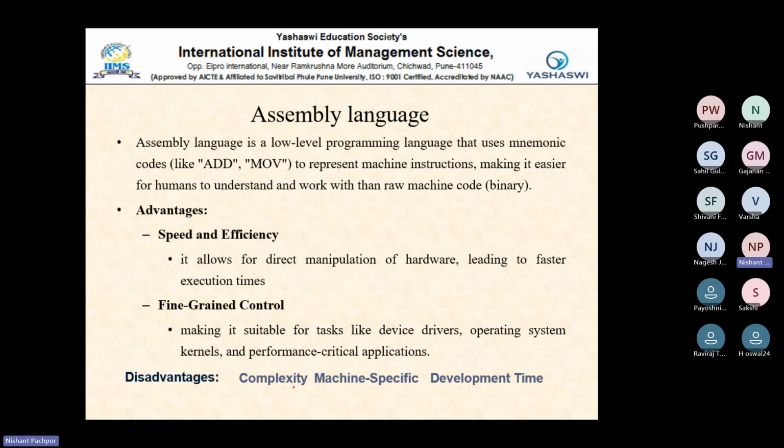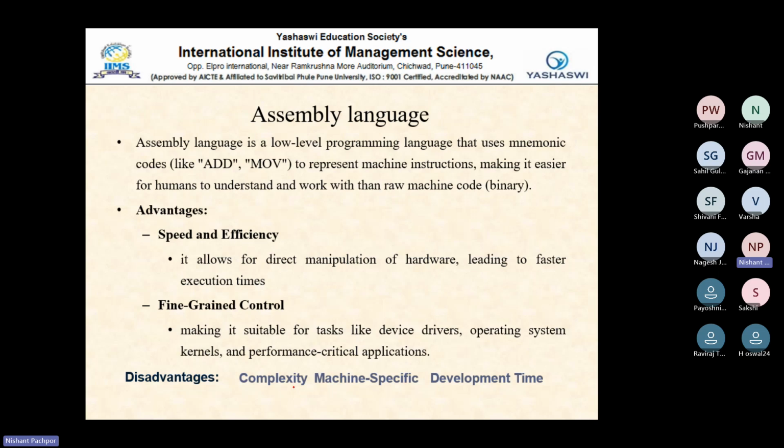Development time is more when you are designing, because we need to check which instruction is used for which purpose. So the development time is also more when you are using assembly language.